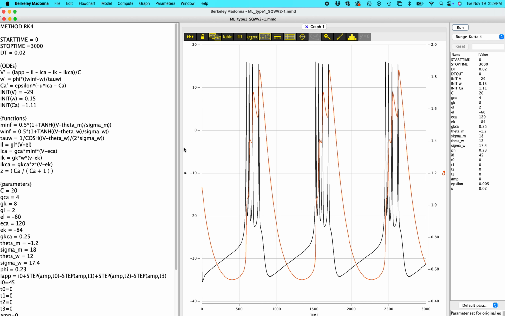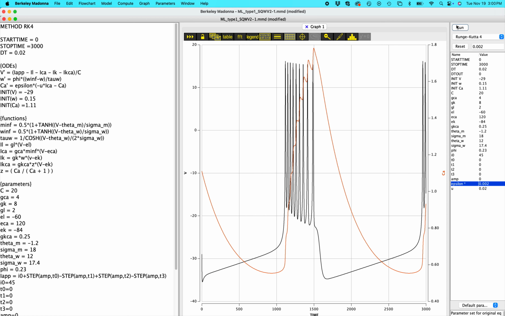All right. If I make epsilon a smaller number, what do you predict? So I'll go from 0.005 to 0.002. What do you think will happen? EJ. Good job. All the phases slow down because the slow variable changes less quickly.